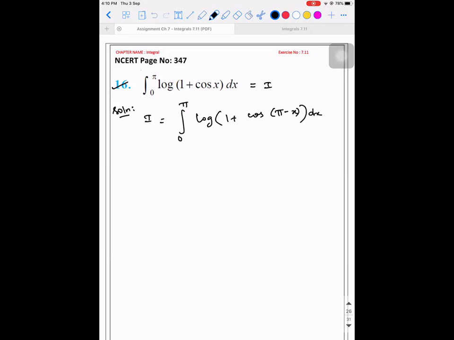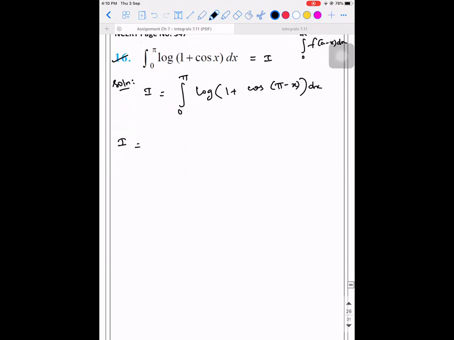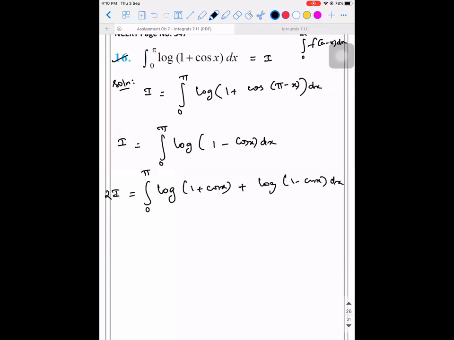Why did we write it like this? Yes, integral of 0 to a f of a minus x dx. So cos pi minus x is minus cos x. So 1 minus cos x dx. So if I add both the I's together, then what will you get? 2I is equal to integral of 0 to pi log of 1 plus cos x plus log of 1 minus cos x dx.